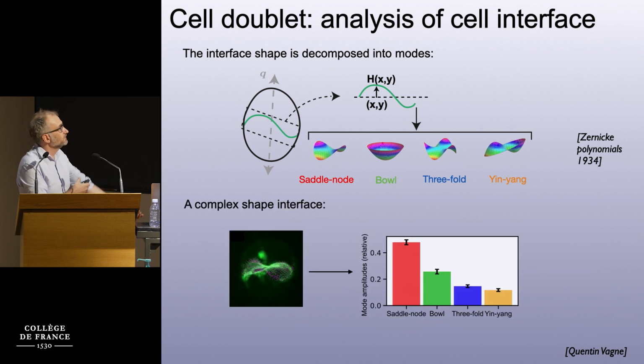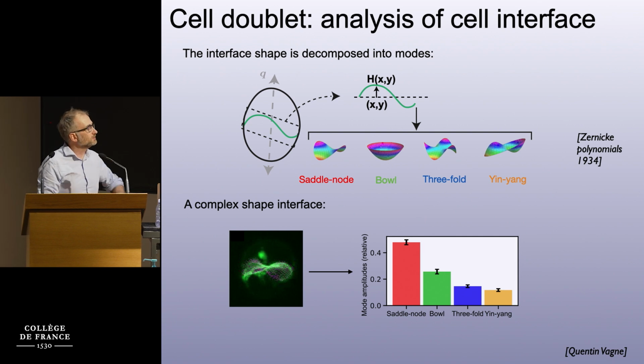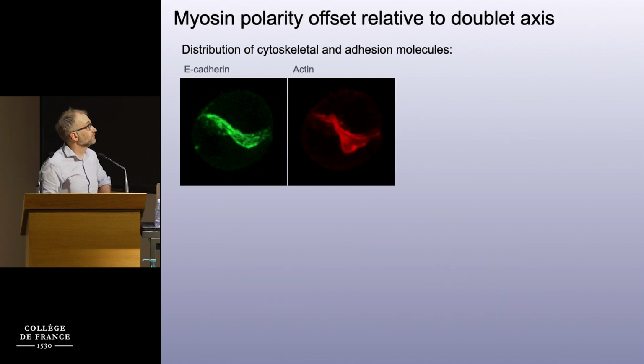So then we take our interface and we decompose it into modes. And we see that the saddle mode is dominating, followed by ball, three-fold, and yin-yang mode. Okay, so we have characterized the shape and the rotation, and now the question is where does it come from?